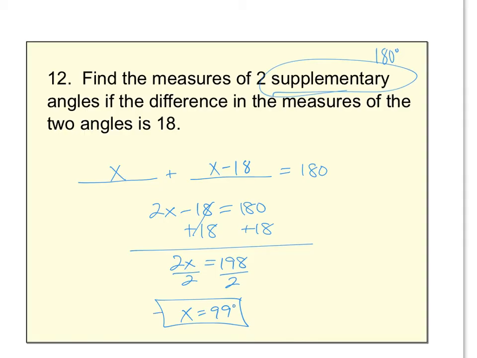You got a couple of options. You could plug it in up here to find the other angle, or what you know is that they're supplementary, so you could also do 180 minus 99 to get the second one, which is 81 degrees, and then they add up to 180 as well.